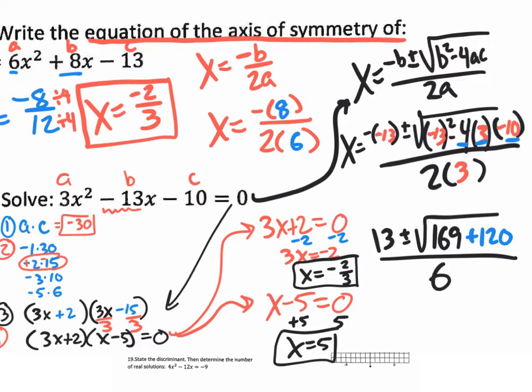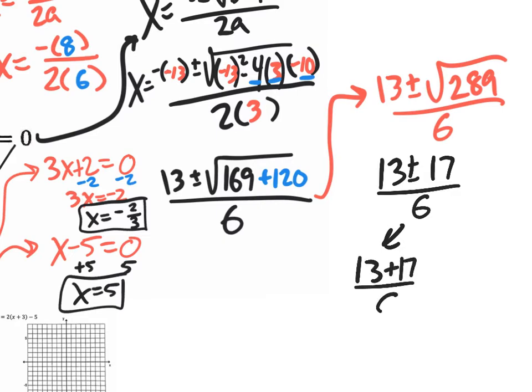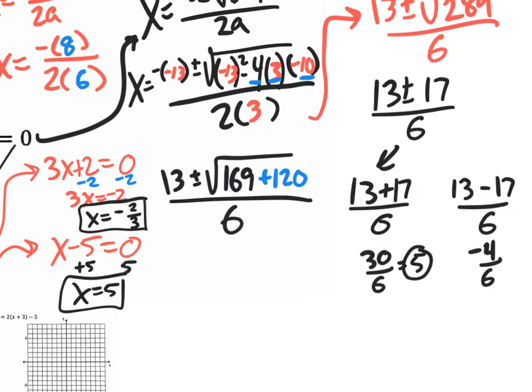So let me write that out. So there it is. We have 13 plus or minus square root of 289. And we know that 289, the square root of that is really 17. So we really have 13 plus 17 over 6 and 13 minus 17 over 6. That's a plus or minus. So I really have 30 over 6, which equals 5. And I also have negative 4 over 6, which only reduces down to negative 2/3. So there are two answers, 5 and negative 2/3. As you can see, we had the same answers over here, 5 and negative 2/3. It's totally up to you if you want to go with the quadratic formula or if you want to factor, split, and solve.